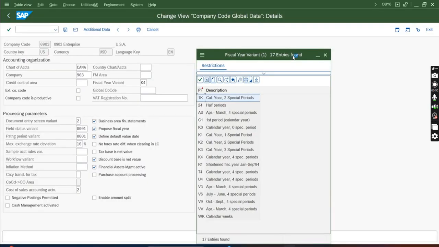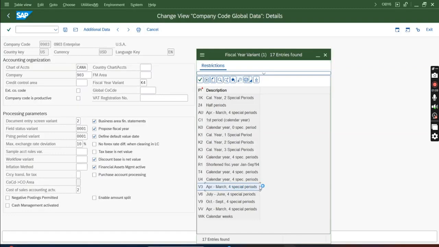I went to the node where the fiscal year variants can be configured and different fiscal year variants can be created. Along with the fiscal year variant, you'll see there is an option of having special periods. This special period is not available in FICA. It will be used in FI.